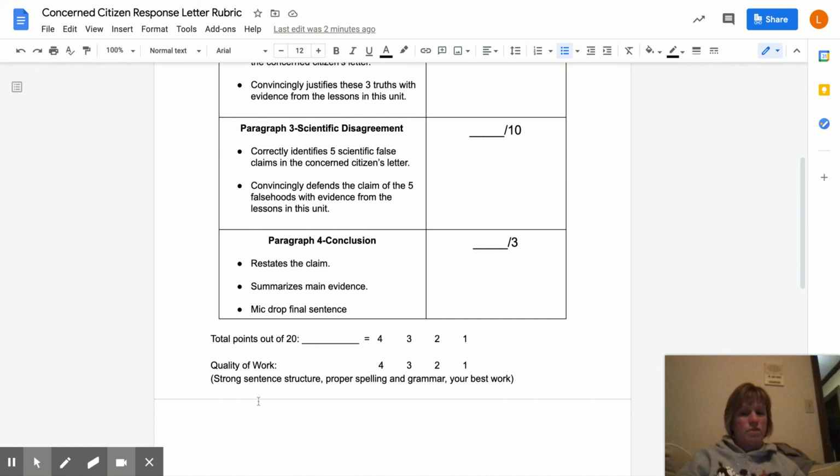Also, quality of work score, like I showed you, I'm looking for strong sentence structure, proper spelling and grammar. Don't ignore it when your Chromebook underlines things and highlights them for you to fix. And I want to read this and know that it is your best work. Know that it is well thought through and you did the hard work of defending your positions.